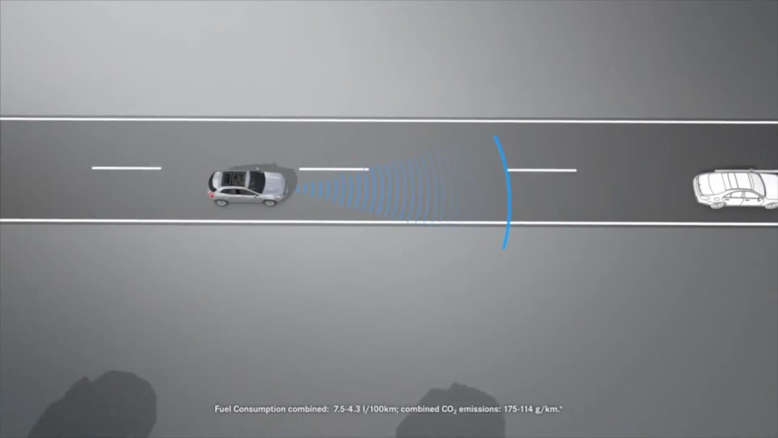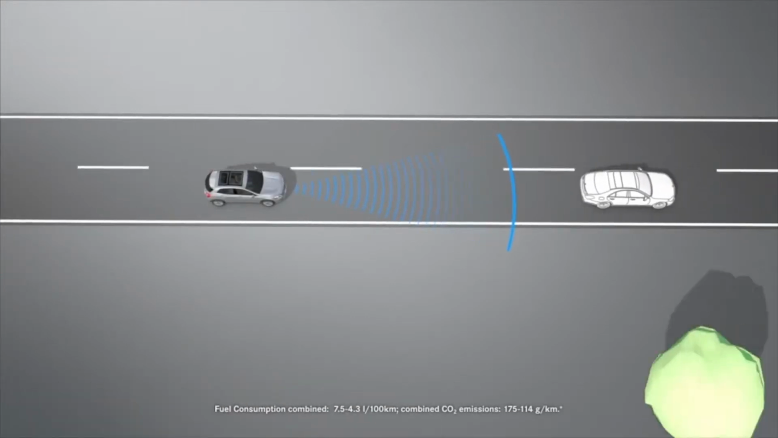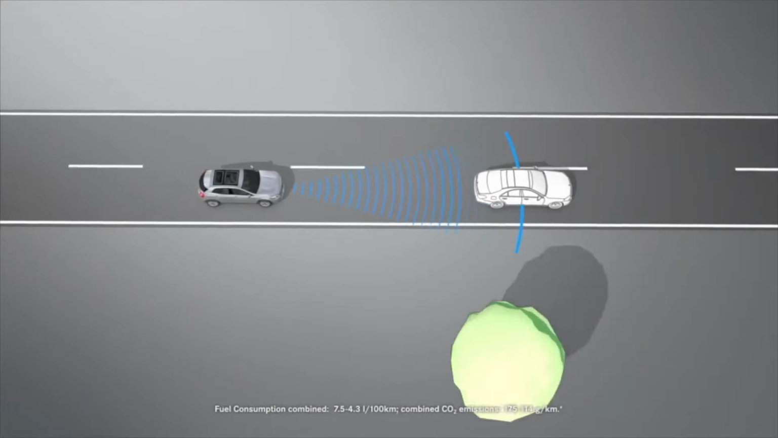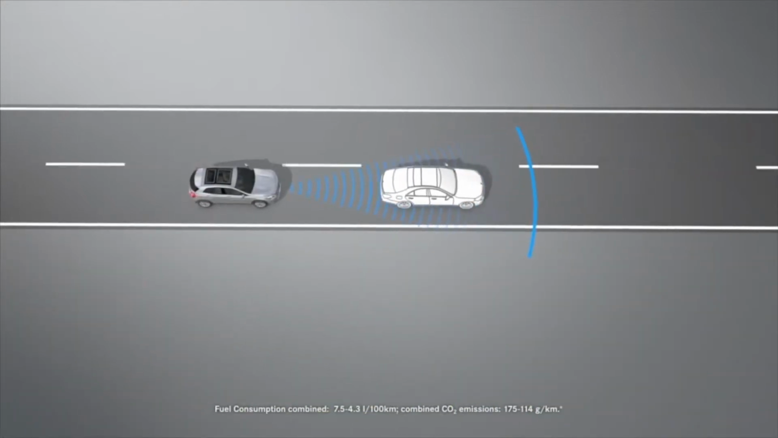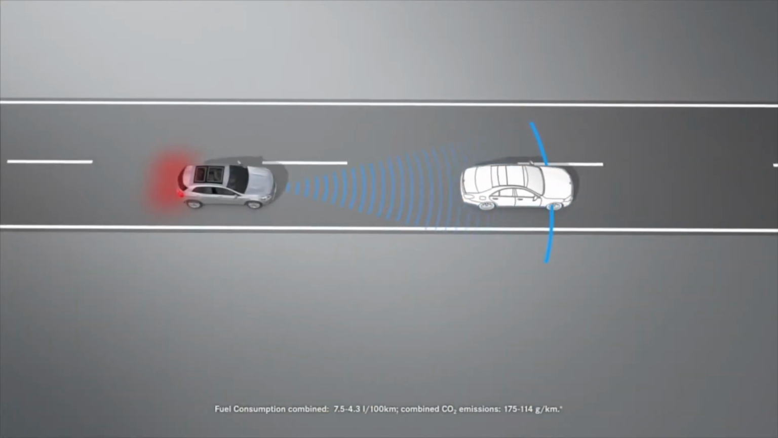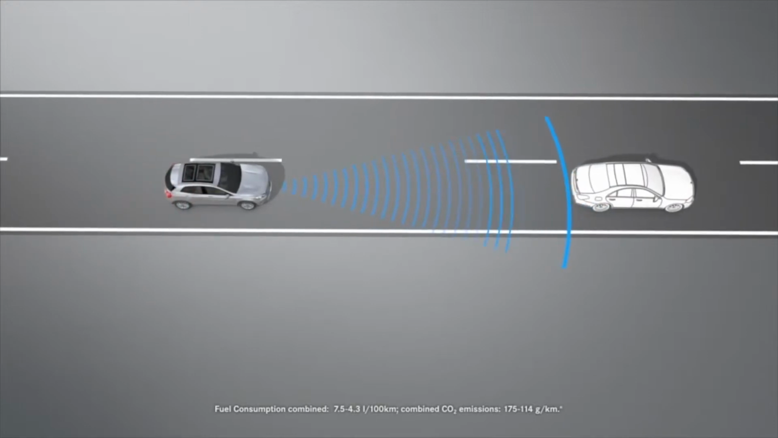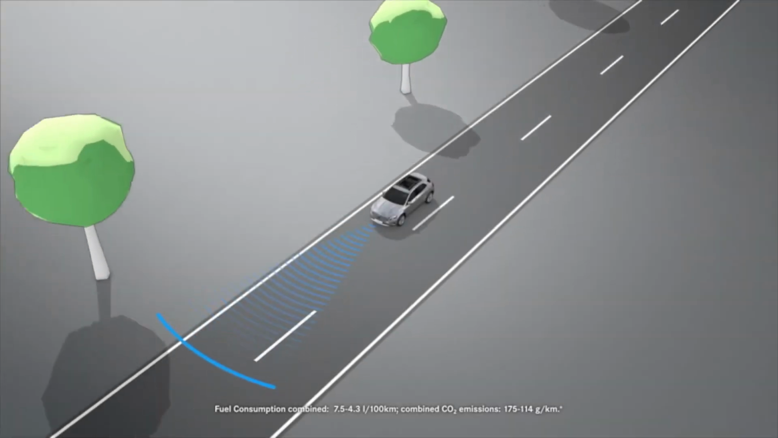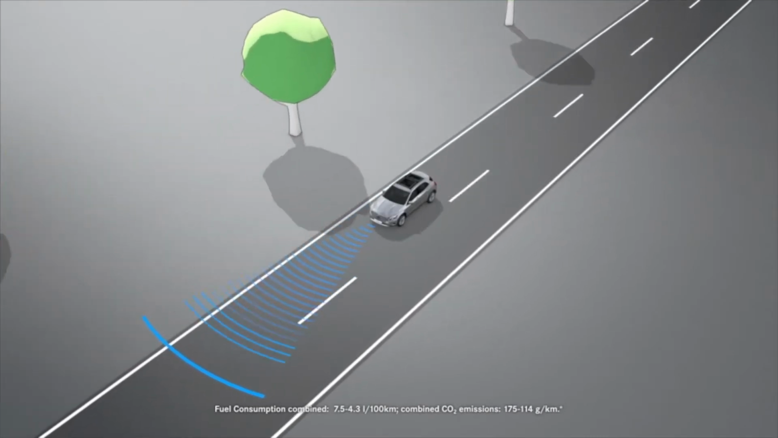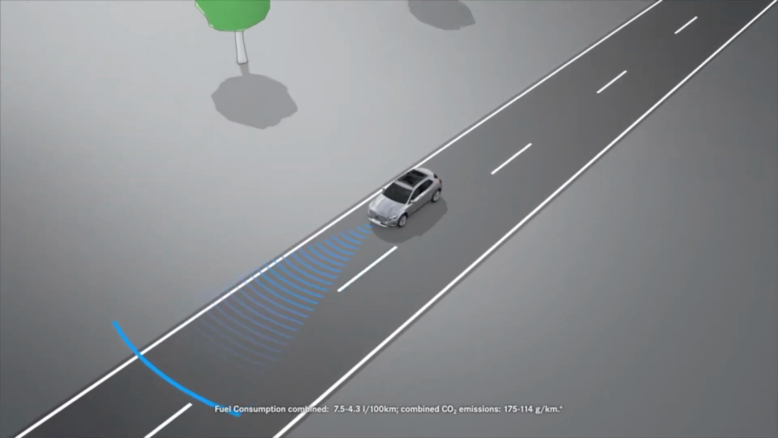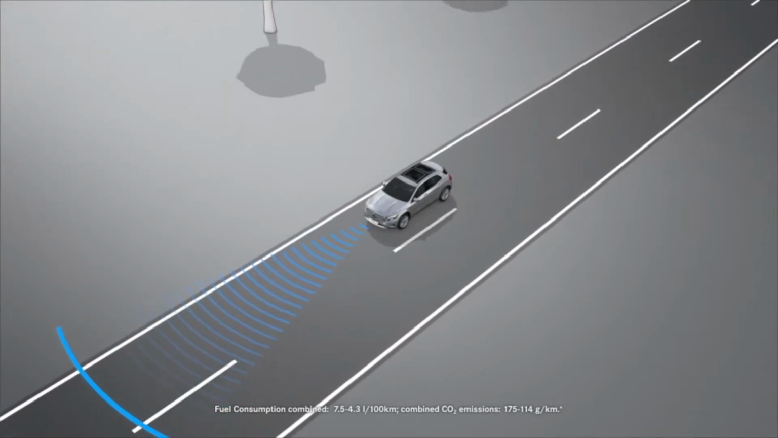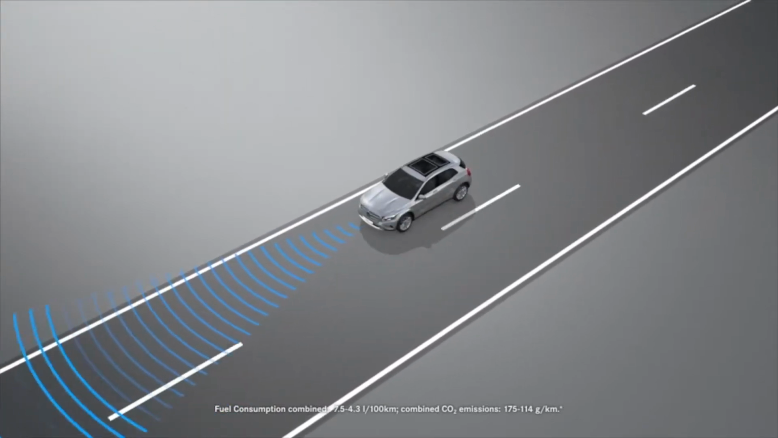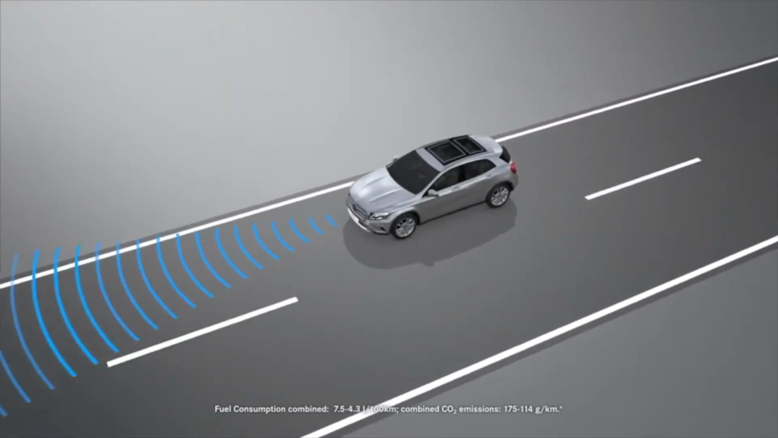If you do not react to the warning, Collision Prevention Assist Plus may initiate autonomous braking on vehicles with Distronic Plus in order to minimize the danger of collision or the effects of an accident. The assistance system is only an aid and may be impaired by various factors. Therefore, always pay attention to traffic conditions and your surroundings.